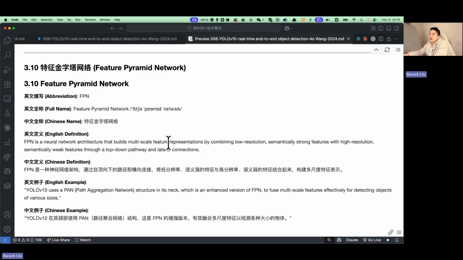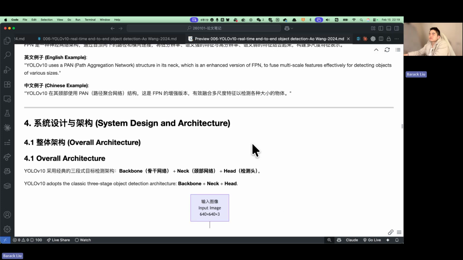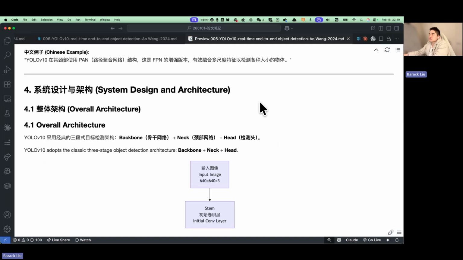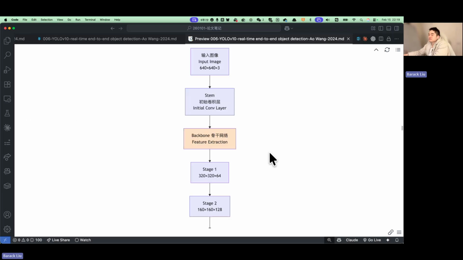No, I still have no idea what this is about. Okay, so system design and architecture. YOLOv10 adopts the classical three-stage object detection architecture: backbone, neck, and head.